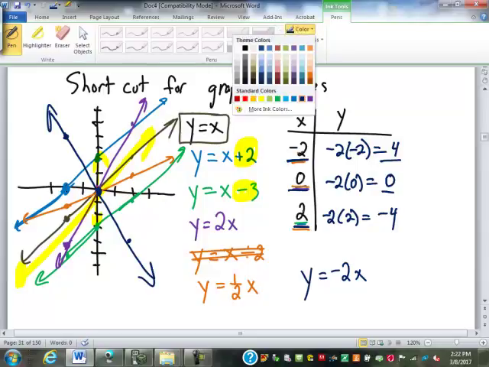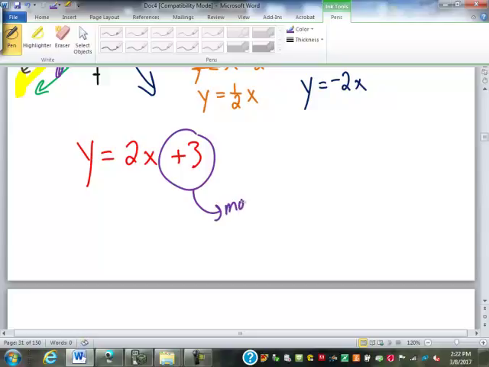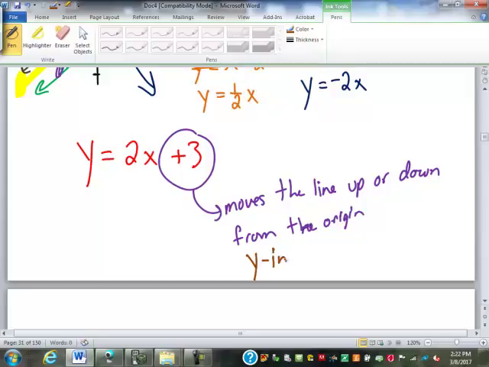So what we've seen here, there's only 2 things that can happen to this graph. Let's take a look at this. The first thing we can do is add or subtract. This number here moves the graph, moves the line up or down from the origin, that center of the graph. It is called the Y-intercept.